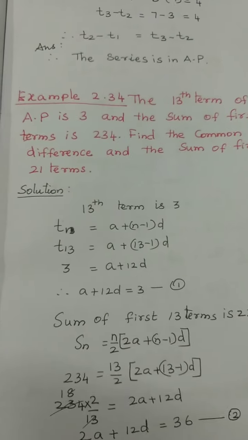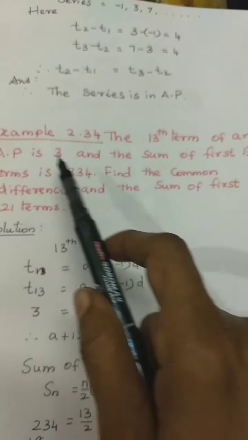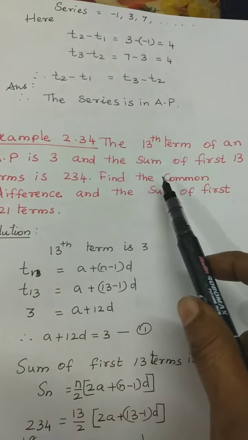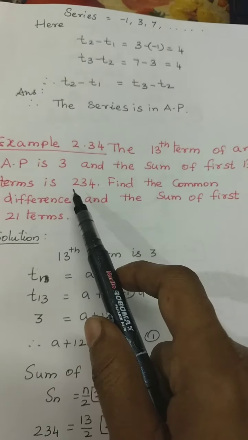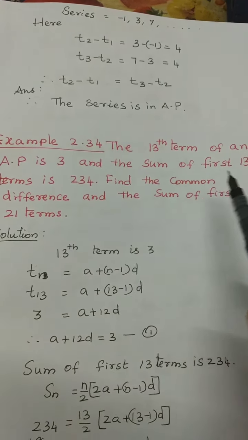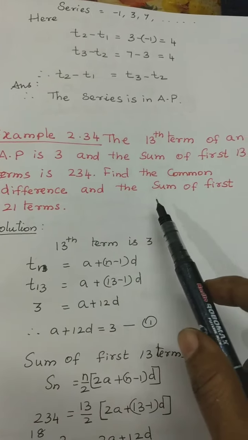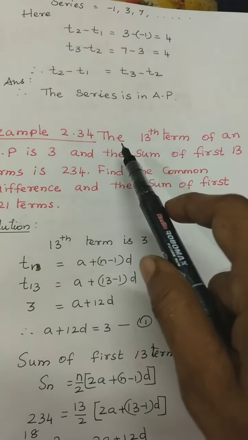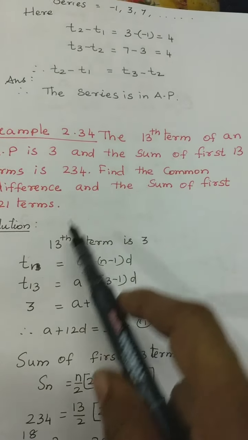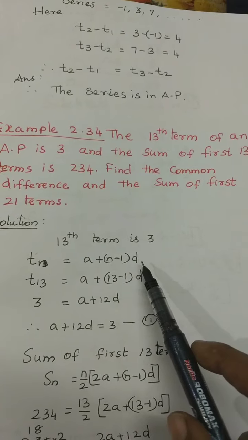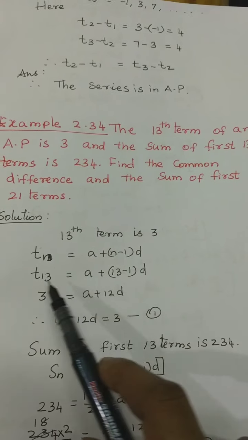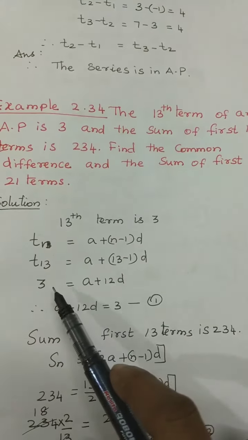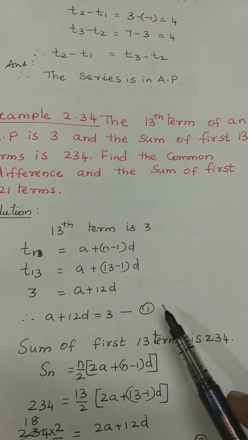Now example 2.34. Here the 13th term of an AP is 3 and the sum of first 13 terms is 234. Find the common difference and the sum of first 21 terms. They have given the 13th term. So Tn is equal to a plus n minus 1 into d. That formula you have to use. They have given the 13th term value, that is 3. Then you have to find one equation.